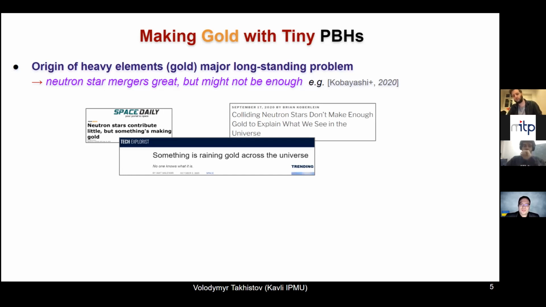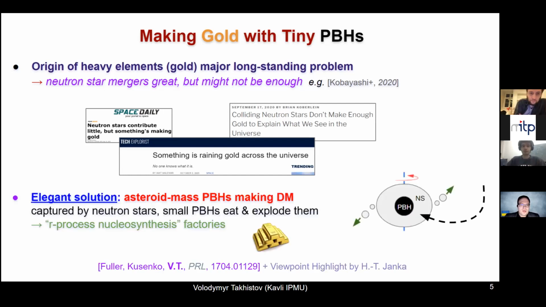Now, primordial black holes that are very small can help us with resolving this problem by considering that neutron stars could capture such tiny primordial black holes in dark matter-rich environments, for example, the galactic center, and then the captured tiny primordial black hole would eat the neutron star from the inside, and perhaps in the final stages of this whole system evolution, there will be a sizable emission of neutron-rich material, which would constitute the systems as plausible r-process nucleosynthesis and gold and heavy element factories. And there's a very nice viewpoint highlight on this problem by Hans-Thomas Janka.